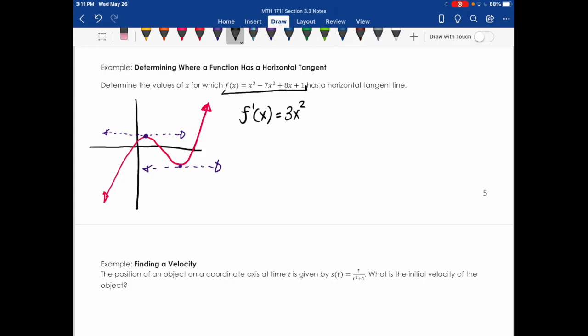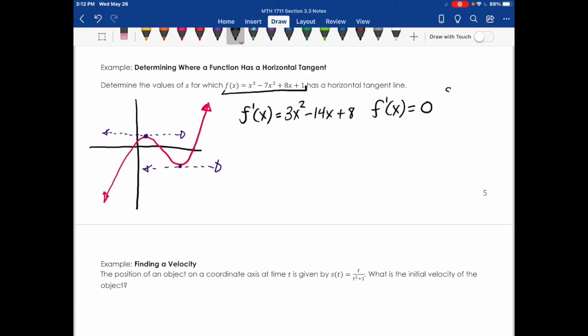So when I take the derivative of x to the third, I get 3x squared. When I take the derivative of the minus 7x squared, that's going to give me a minus 14x. And when I take the derivative of 8x, that gives me 8. And when I take the derivative of 1, that's going to give me 0 because that's the derivative of a constant function. So here's my derivative.